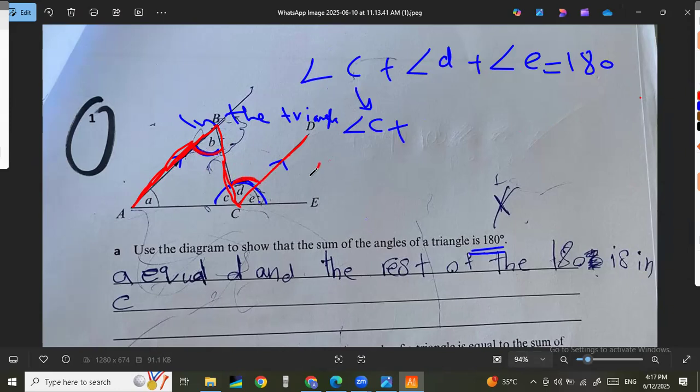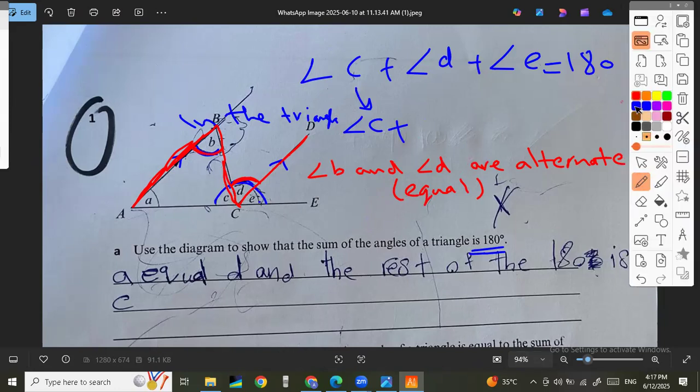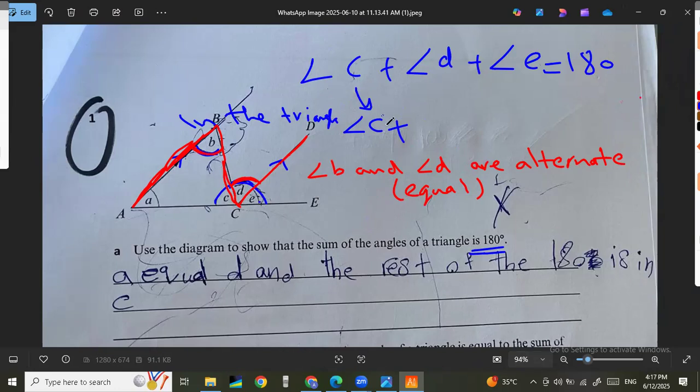So you need to write this. Angle B and angle D are alternate, which means that they are equal. So here, I'm going to go back to the blue color and say angle C is the same as, plus, and instead of angle D, I'm going to say angle B. And they are actually the same as angle D. Plus, what about angle E? Angle E is equal to what?